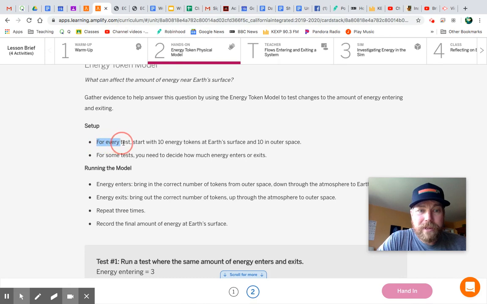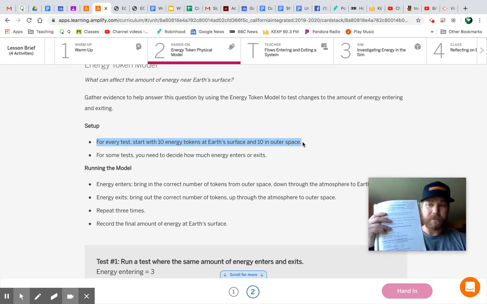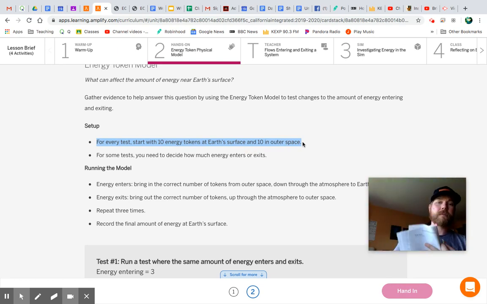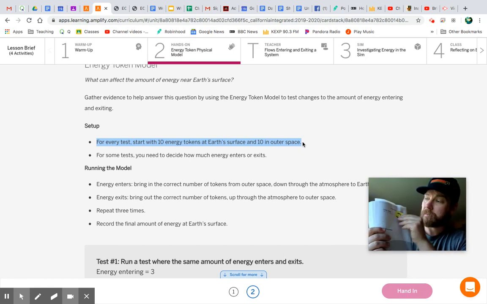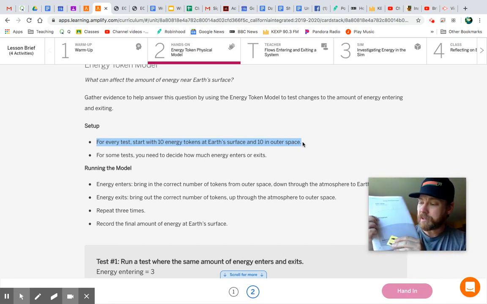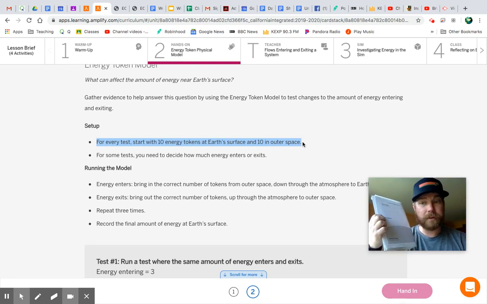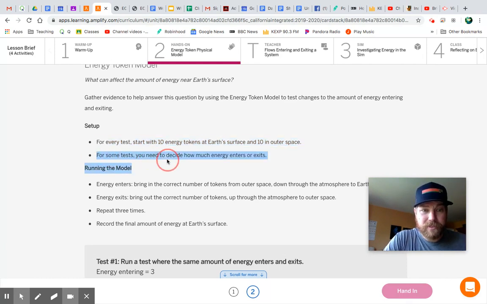For every test, start with 10 energy tokens at Earth's surface and 10 in outer space. So what I'm going to do is I'm going to take 10 of these bad boys. I'm going to put 10 in space, outer space, and it even says start with 10 tokens here. And I'm going to put 10 down on Earth's surface. Again, it says start with 10 tokens there. So that's how I'm going to start. 10 here and 10 down there for a total of 20. So smart.